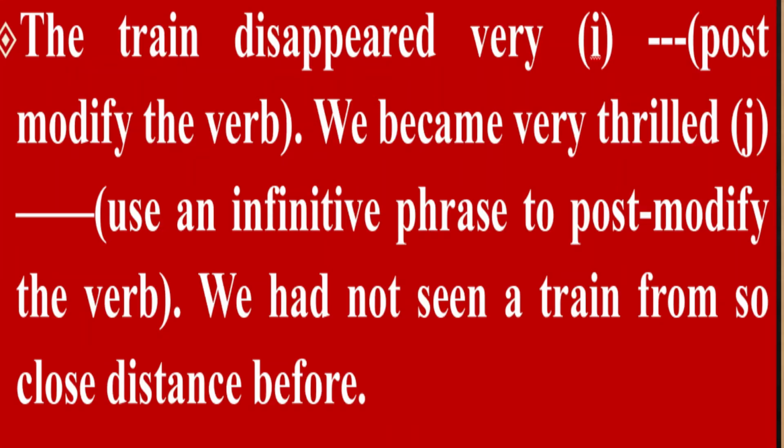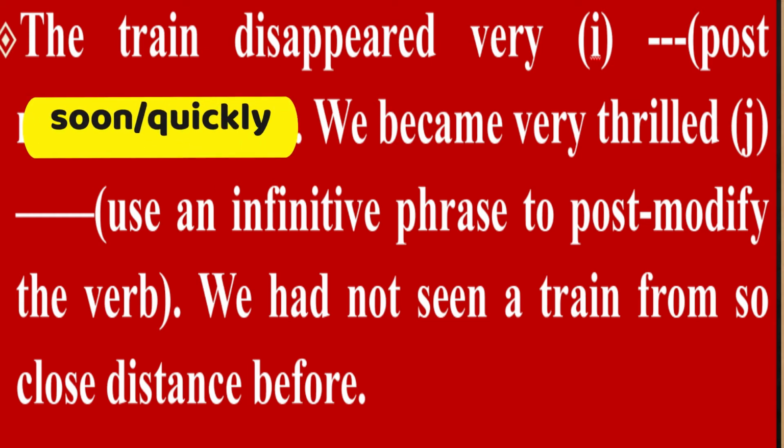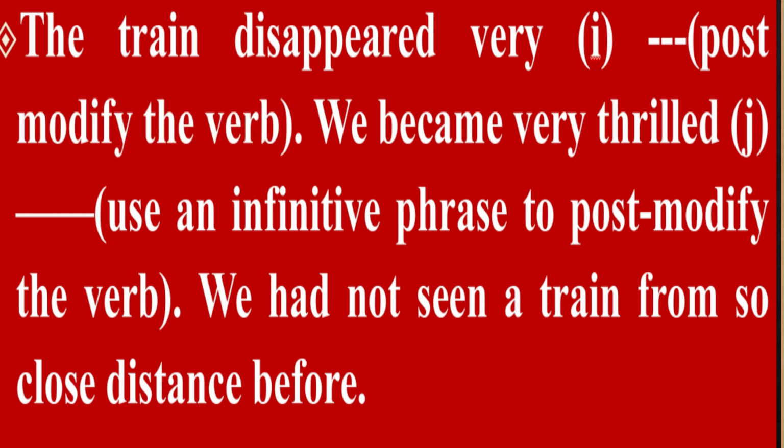See the next part. The train disappeared very dash. So we are asked here to modify the verb. You know, whenever you are asked to modify the verb, then you will put an adverb. So what will be our answer? We can put here soon or quickly. The train disappeared very soon or very quickly. Quickly or soon, both are adverbs, so we can use any of them.